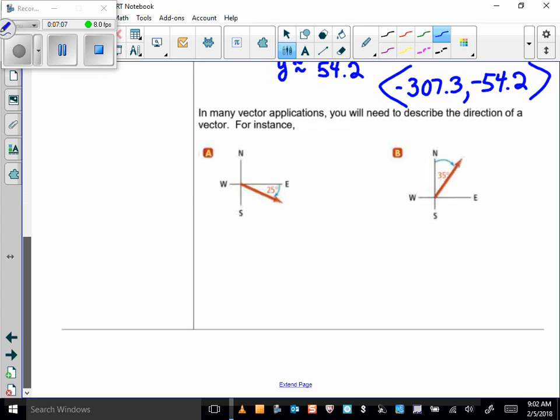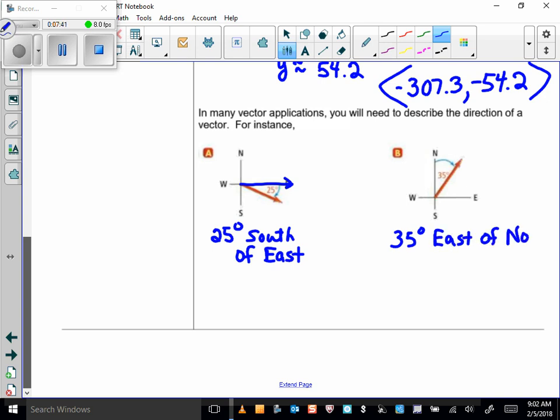Okay? In many vector applications, you'll need to describe the direction of a vector. For instance, if I look at this vector here, I can see this is due east, right? And I'm going a little bit south of that. This vector would be 25 degrees south of east. That's how we would describe the direction of that vector. This one here would be 35 degrees east of north. Okay, so we're going to want to describe the magnitude and the direction of our vectors.